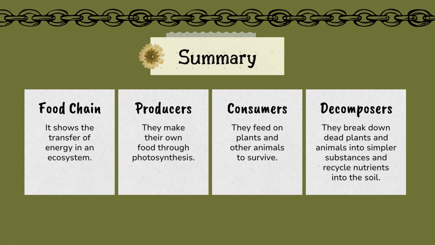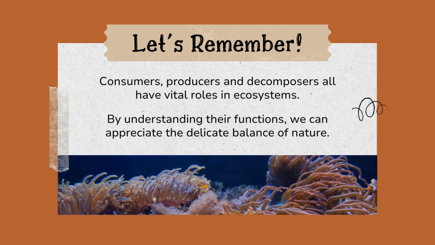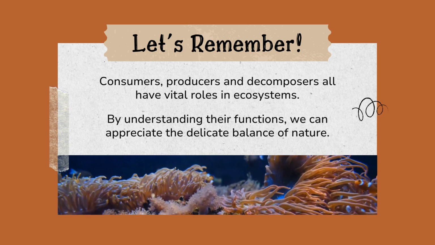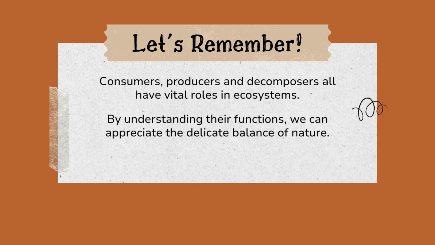we have to know that food chains show the transfer of energy in an ecosystem, and producers make their own food through photosynthesis, and consumers feed on plants and other animals to survive, and decomposers break down dead plants and animals to recycle nutrients into the soil. We all have to remember consumers, producers, and decomposers have important roles in ecosystems. By understanding their functions, we can appreciate the delicate balance of nature.